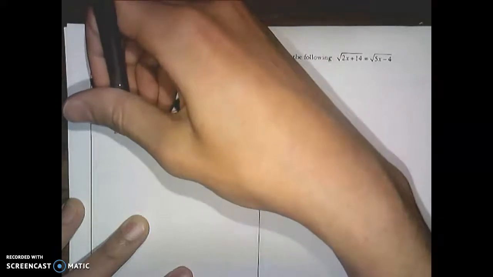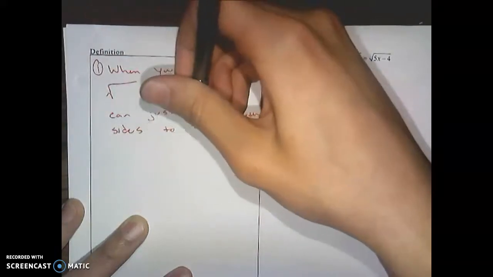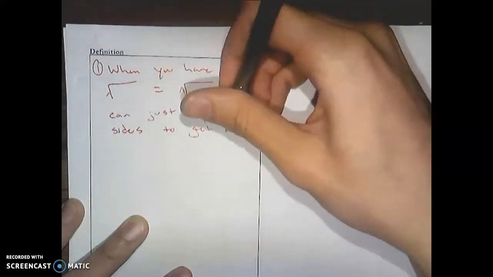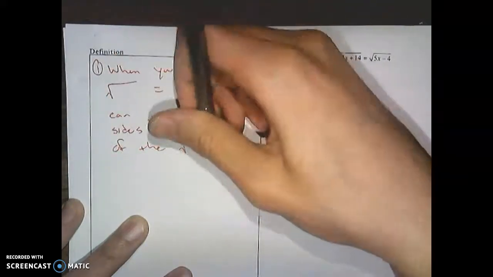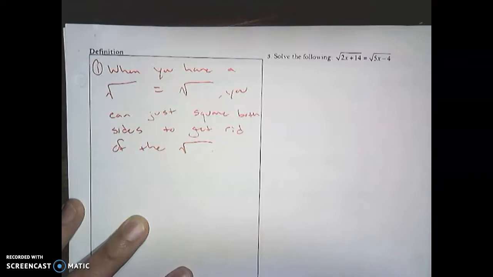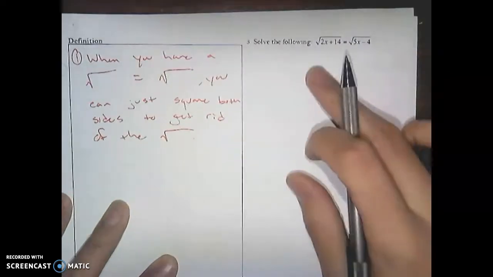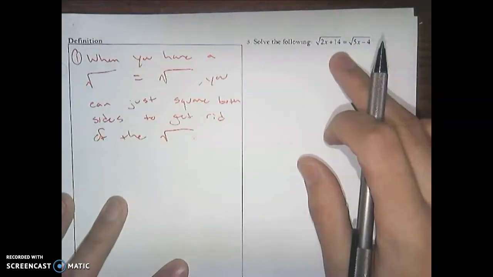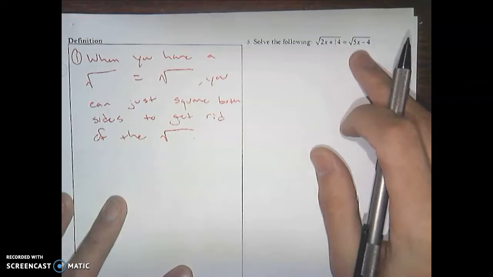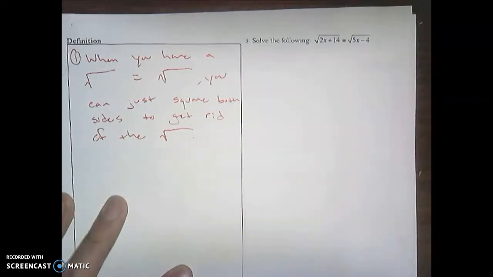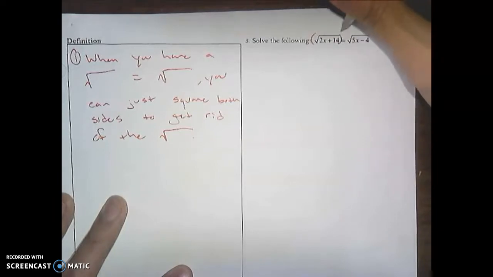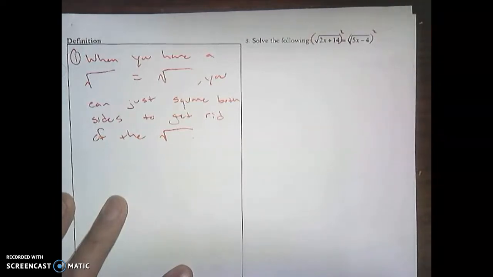Of the equation to get rid of the square root. So when you have a square root equals a square root, you can just square both sides to get rid of the square root. So looking at this one here, we've got the square root of 2x plus 14 equals the square root of 5x minus 4. We're going to square both sides to get rid of the square roots. So on the left side we'll square it, on the right side we'll square it.